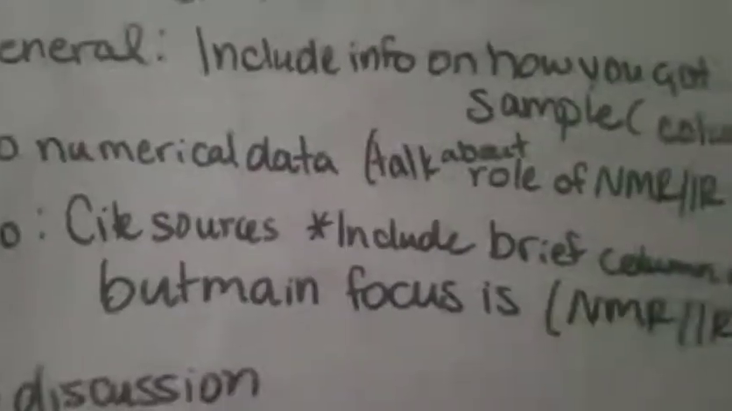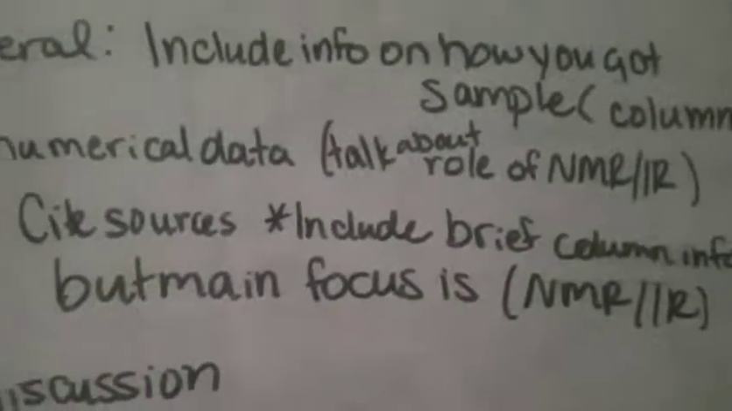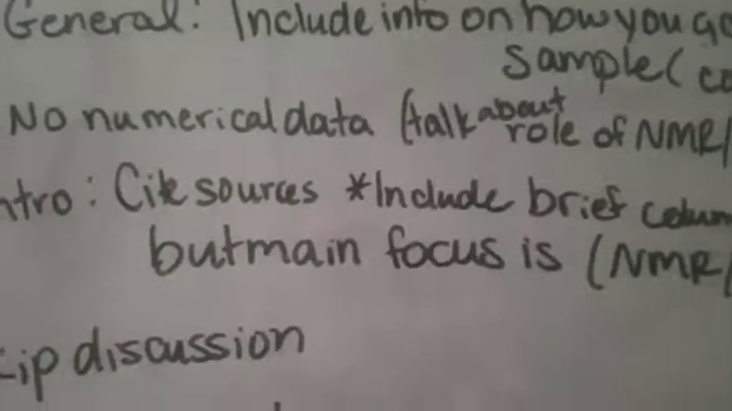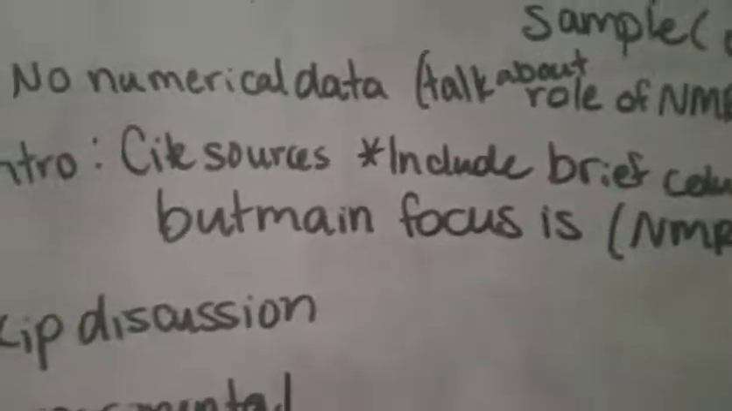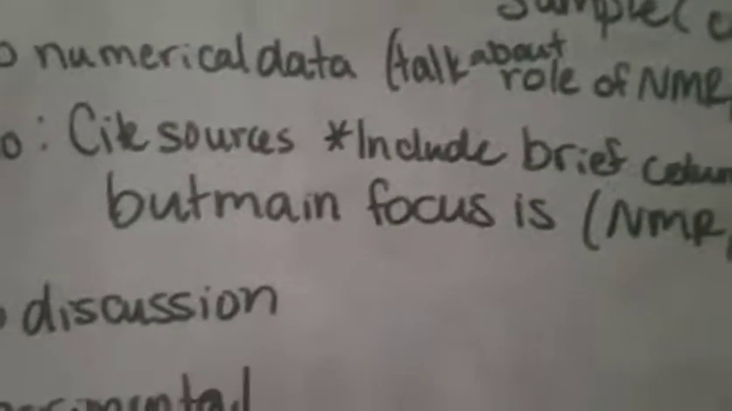Now, when you're writing your lab report, start off with your abstract, okay, like normal. Include information on how you got the sample. That was from lab number, I think, 6, column chromatography. You're not going to have numerical data. You're not going to have, like, 30% yield. None of that is what we're doing for this lab.